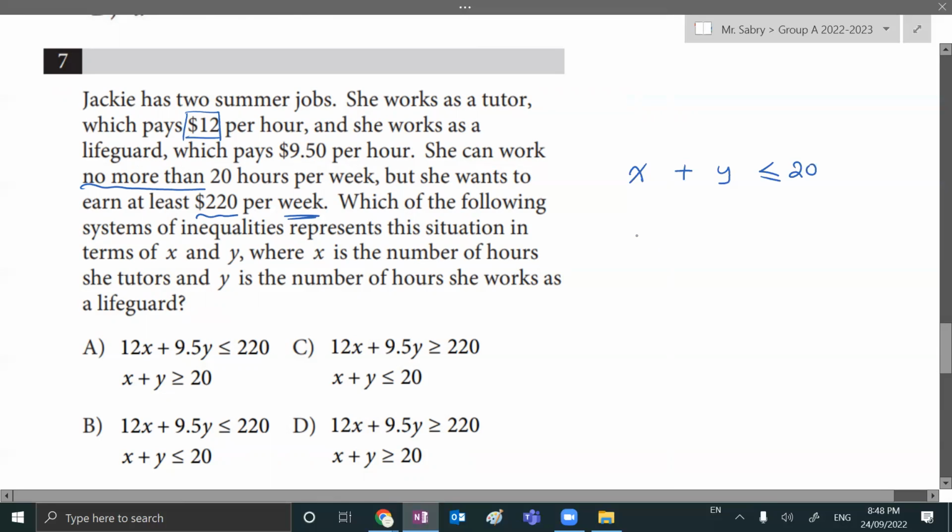So how do I calculate the earnings? I should multiply the amount she gets per hour times the number of hours she worked as a tutor. And then her salary per hour, which is 9.5, multiplied by the number of hours she worked as a lifeguard. These together should be at least 220, which means they need to be bigger than or equal to 220. So when you look at the choices, the correct choice would be C. Does this make sense to everyone?